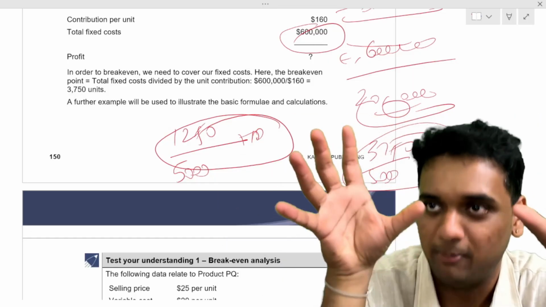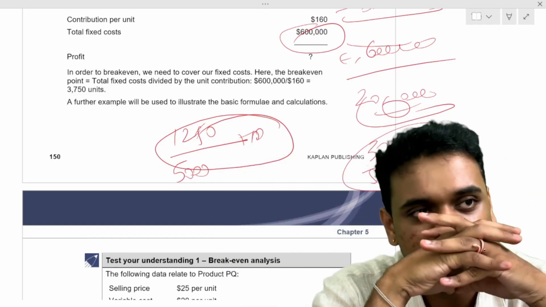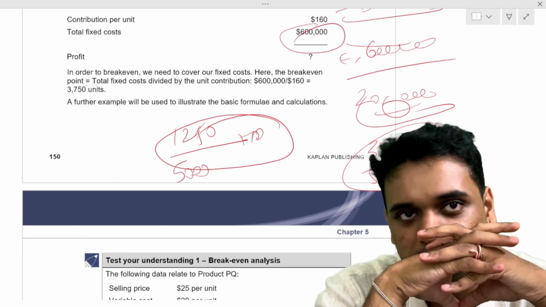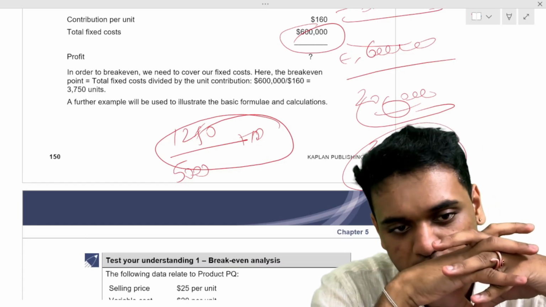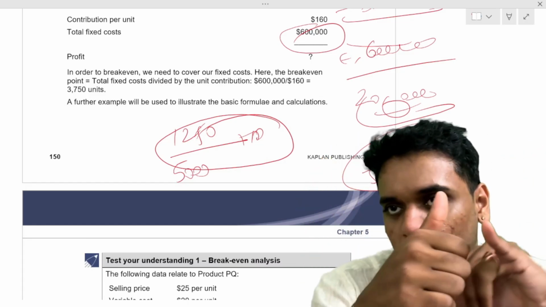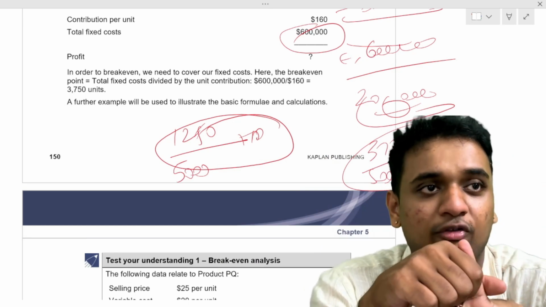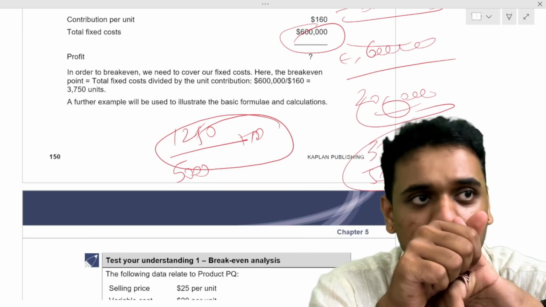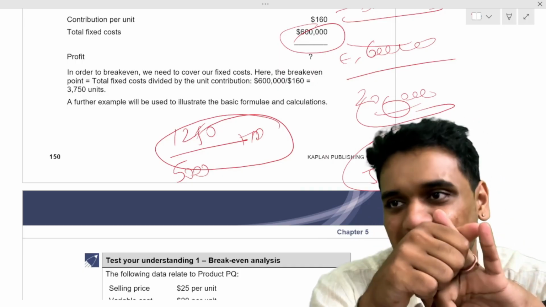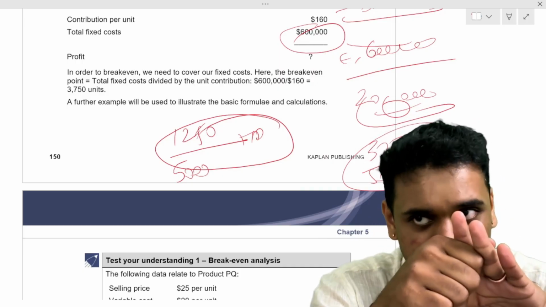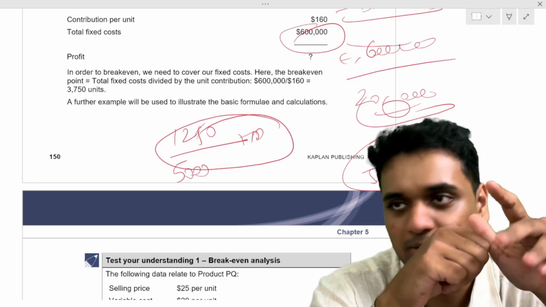The break even point plus margin of safety is your total. Understood all of you? Yes or no? So again, we'll have a recap. What is our format to find profit? We follow sales minus variable cost, contribution minus fixed cost, get profit.